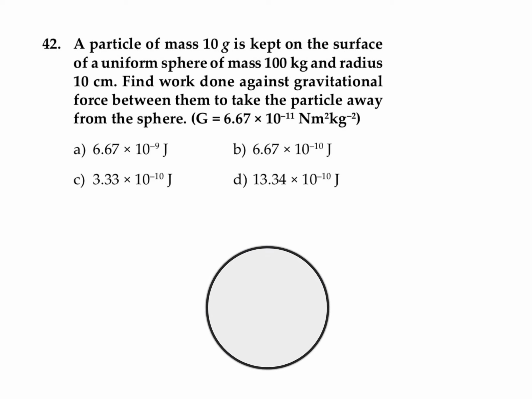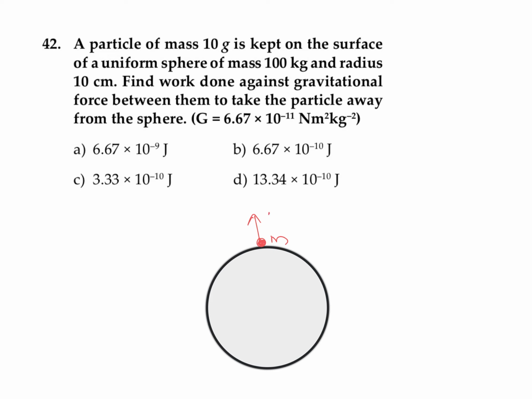So once again, just read the question so you'll understand it. A particle is kept on the surface of a sphere, and the mass of the sphere and radius are given. Find the work done against gravitational force between them to take the particle away from the sphere. So we need to take it away from the gravitational influence, so we need to find out how much work we have to do. So we need to supply some amount of energy.